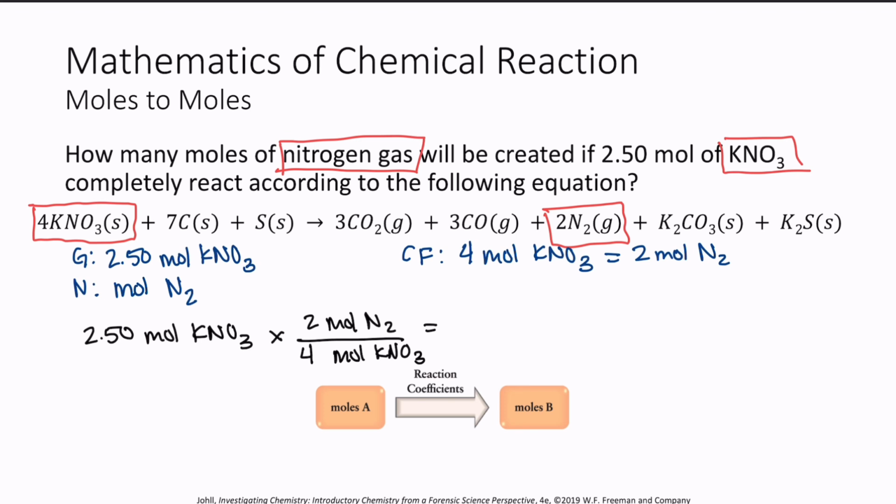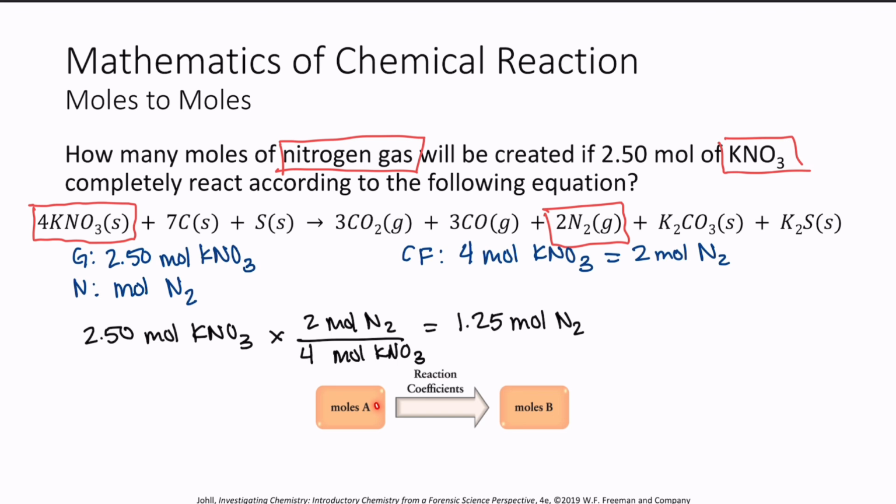When we plug this into our calculators, we'll take the 2.5 and multiply it by 2, get that answer, and then divide it by 4. So you multiply everything across the top and then divide it by everything across the bottom, and we should get 1.25 moles of nitrogen gas. So another way of reading this would be if 2.5 moles of potassium nitrate react according to this equation, then 1.25 moles of nitrogen will be formed.